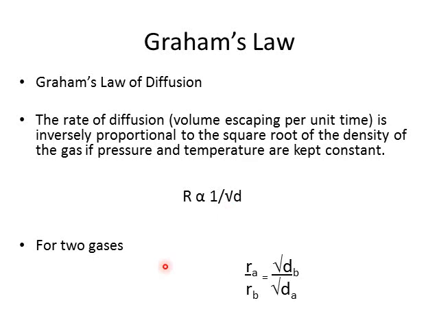So for two gases, you would write it as follows. Rate A divided by rate B is equal to the square root of the density of B divided by the square root of the density of A. So look at this inverse relationship between rate A and density A, and rate B and density B.